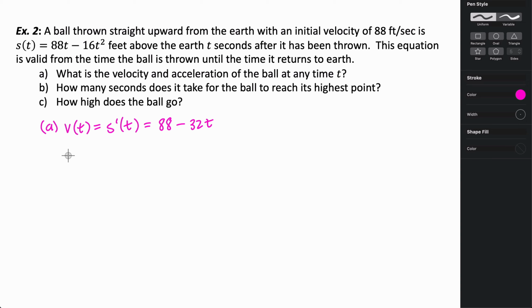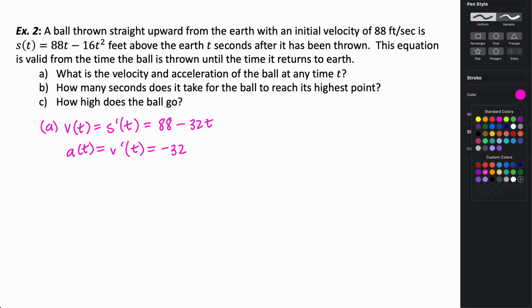So that's the velocity. And then the acceleration is just the derivative of the velocity, which the derivative of 88 is 0, and then the derivative of this is negative 32. So it actually has a constant acceleration, and it's constantly being pulled downward. It's decelerating constantly. And that is actually the gravity constant. Gravity is pulling it down at negative 32 feet per second squared.